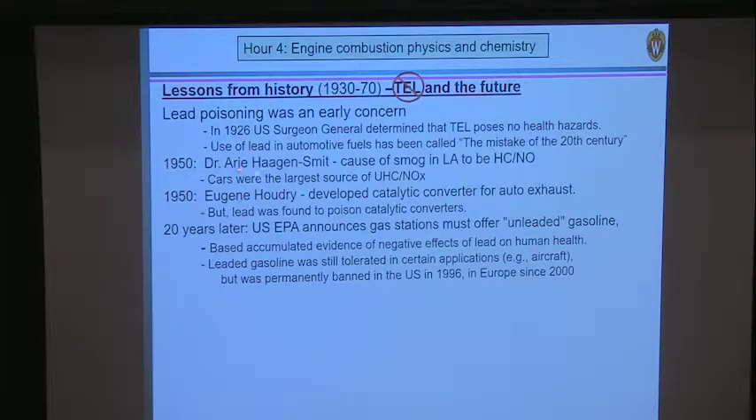In the 50s, Haagen-Smit showed that the smog in the Los Angeles basin was due to hydrocarbons and NOx, and cars were a large source of these pollutants. Eugene Houdry developed a catalytic converter around the same time, which of course all cars have today, but lead was found to poison these catalytic converters. So that was another reason why people wanted to move away from use of tetraethyl lead.